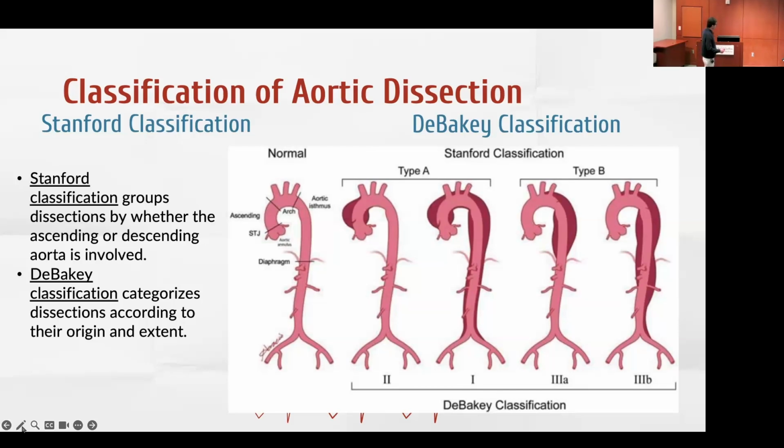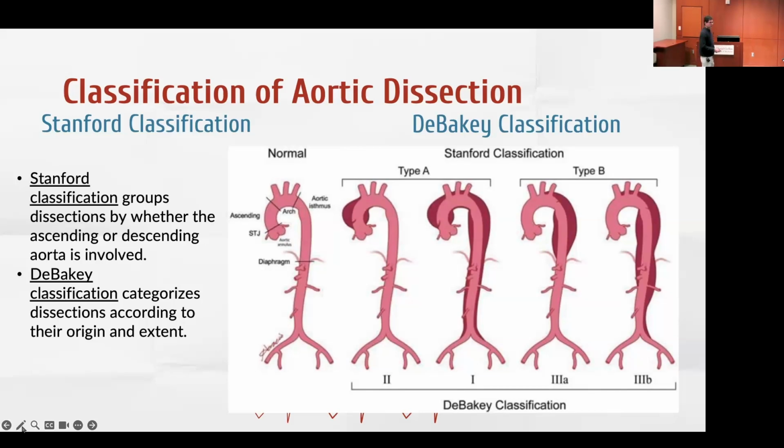Then we have the DeBakey classification. I've included this just for context. Type 1 typically originates in the ascending aorta and continues to at least the aortic arch, typically as far as the descending aorta. But again, these do require surgery. As you can see, they fall under Stanford type A.